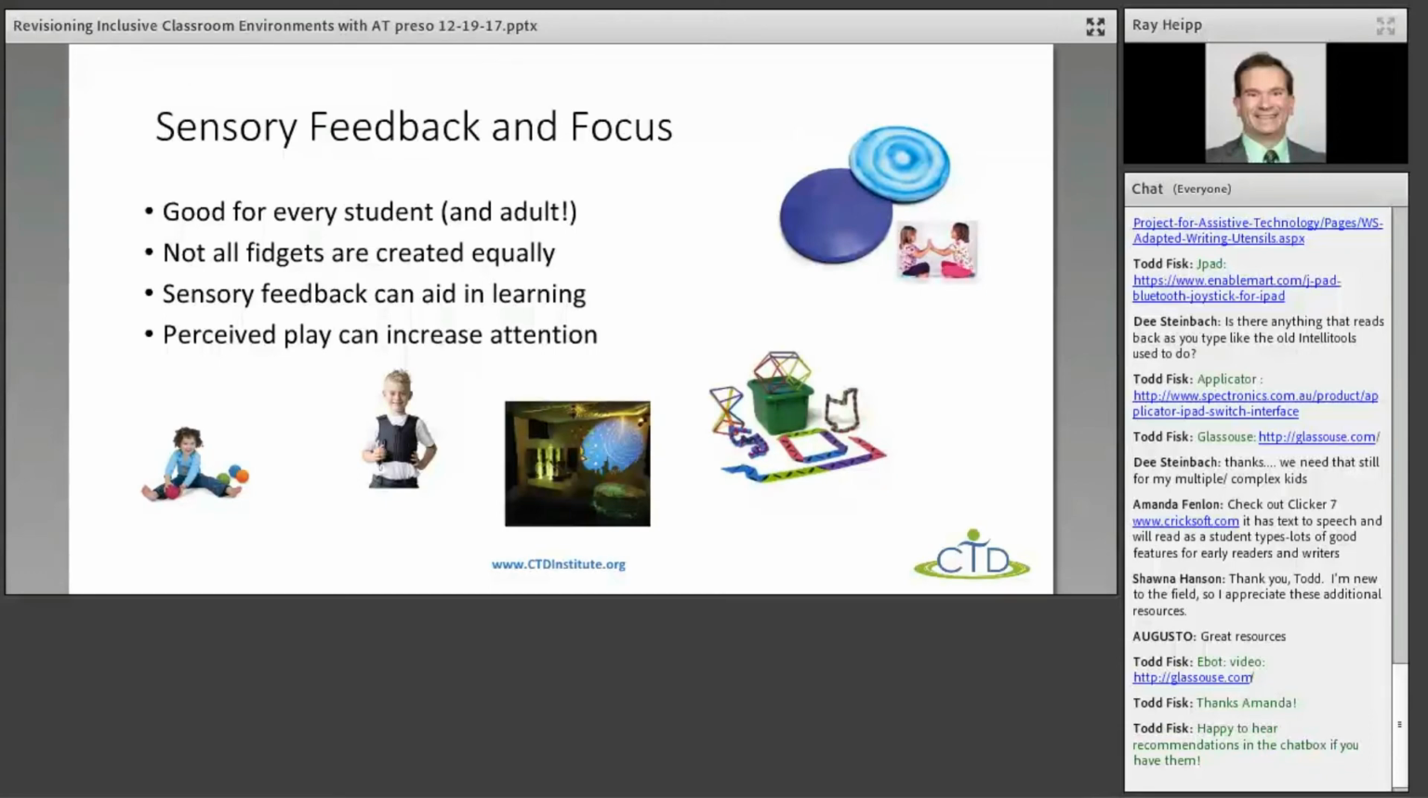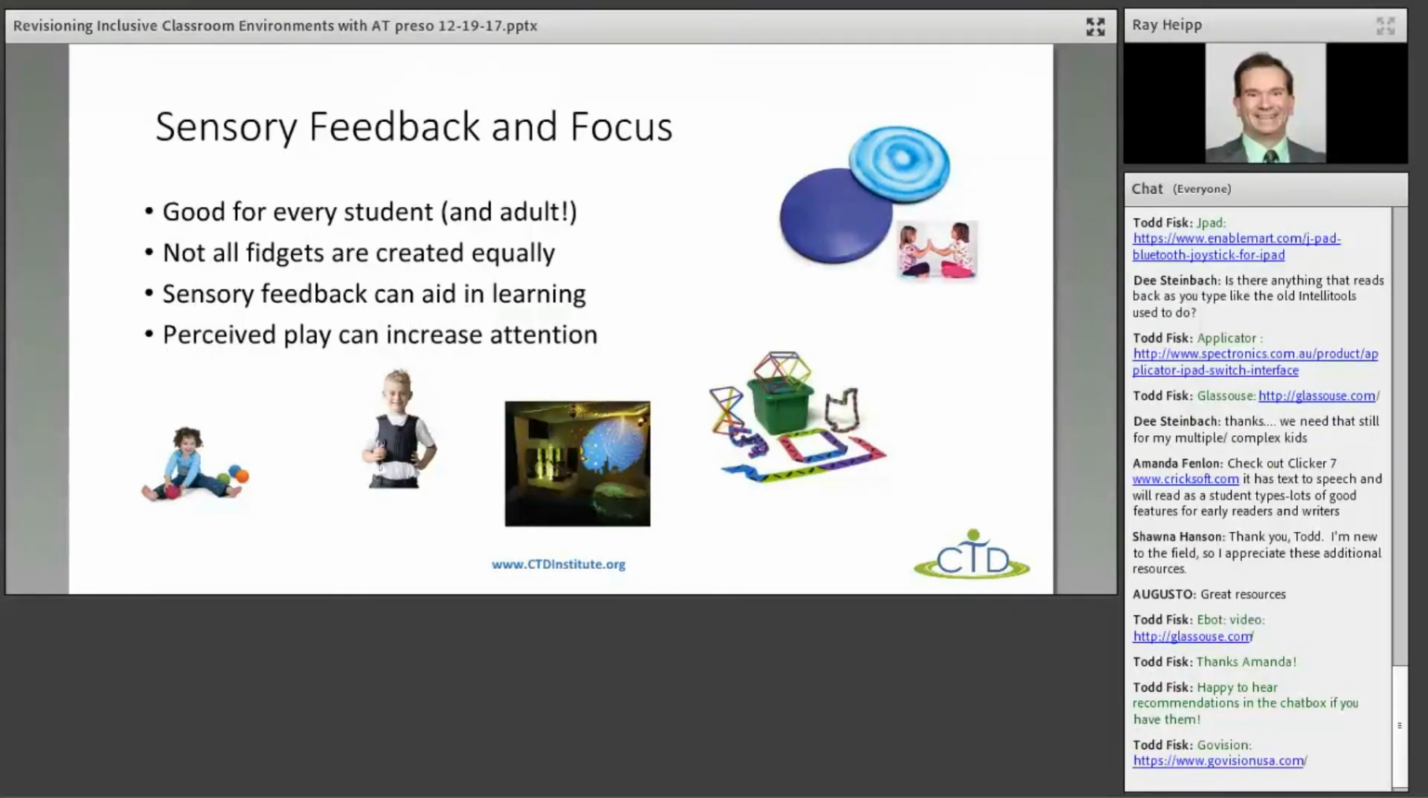Sensory feedback is important for all individuals, but we have to understand some things. Not all fidgets are created equally, and although sensory feedback can aid in learning and attention, it's how we're using it and how we're introducing it. Otherwise, it becomes disruptive. And we need to get out of the idea that playtime is simply for recess. Even as adults, the best way we learn is by doing, by playing.